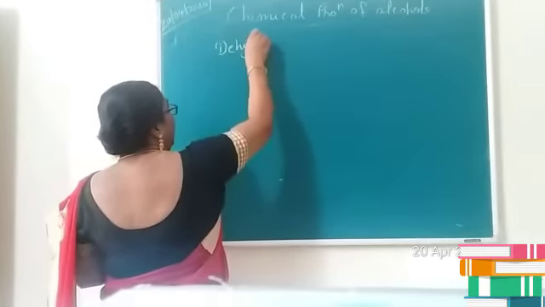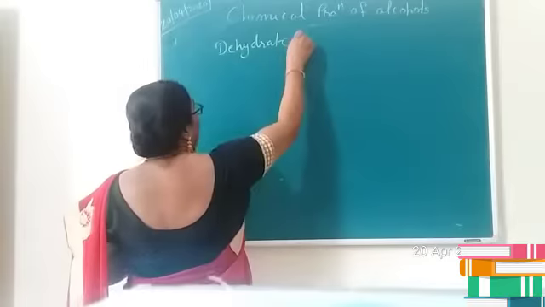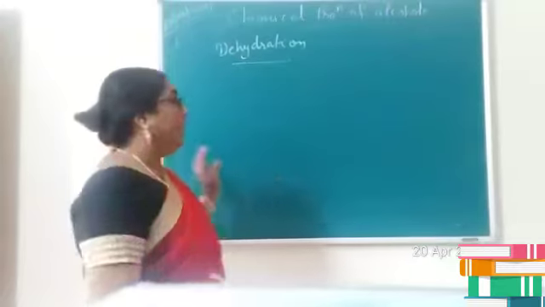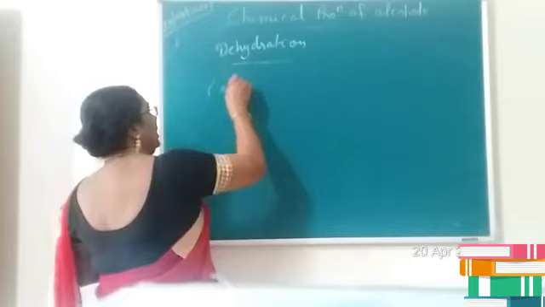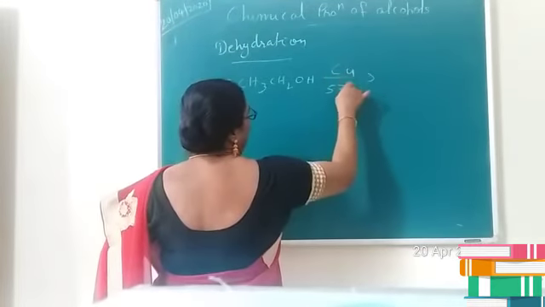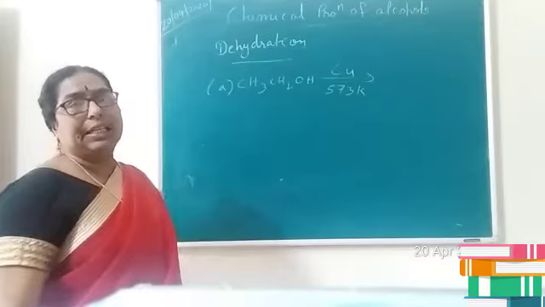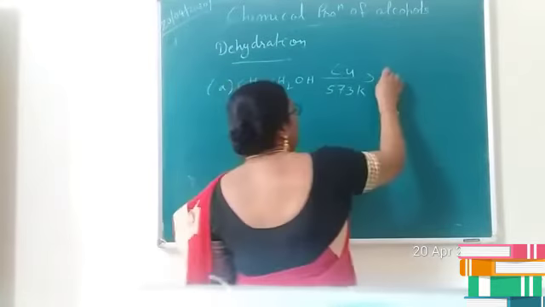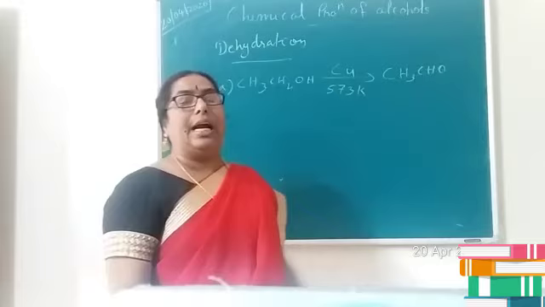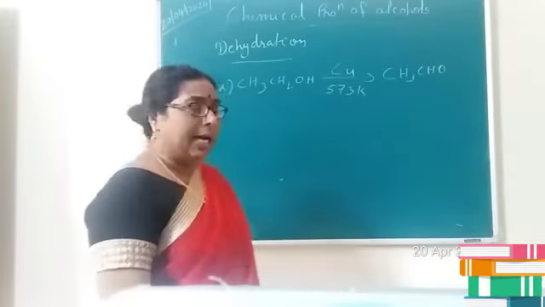Dehydrogenation. Here dehydrogenation takes place in presence of copper as the catalyst at about 573 Kelvin. That is, if you consider primary alcohol, it undergoes dehydrogenation in presence of copper as the catalyst at about 573 Kelvin and produces aldehyde. Is it clear? Primary alcohol undergoes dehydrogenation and produces aldehyde.